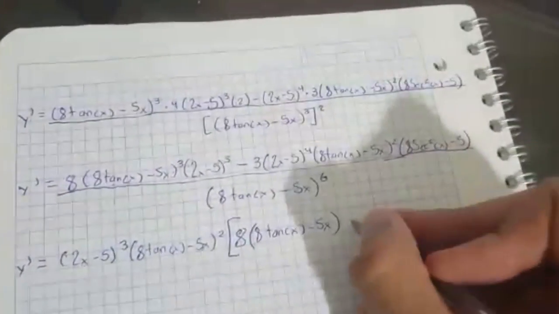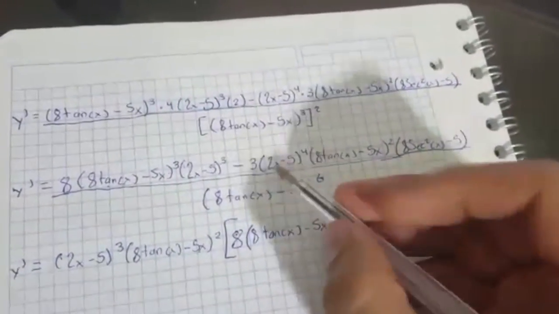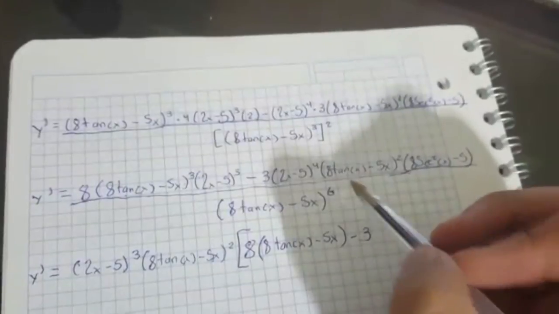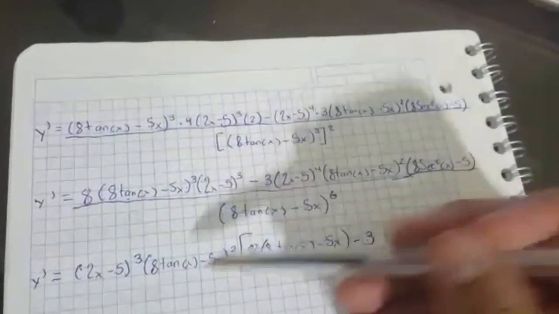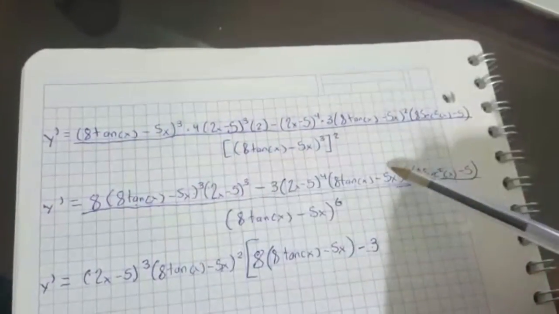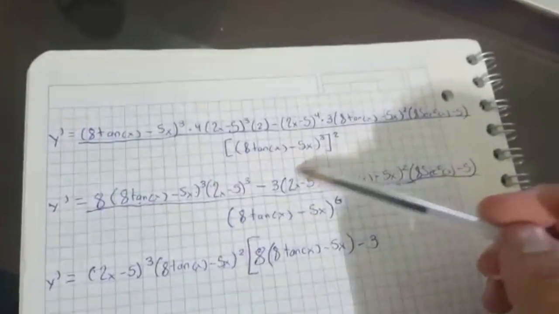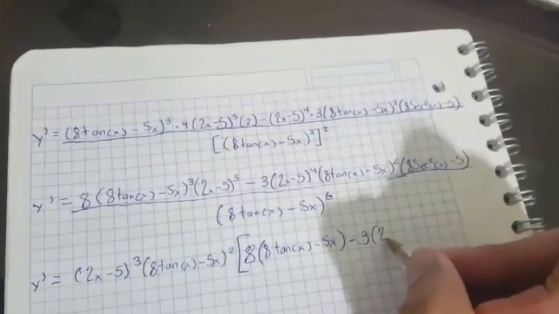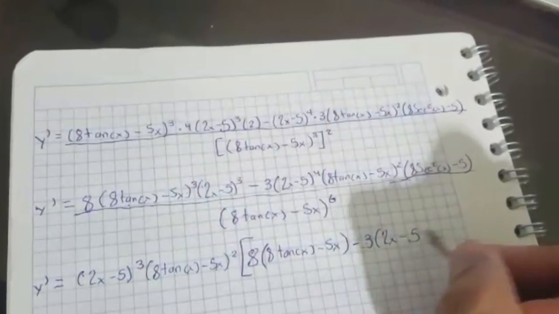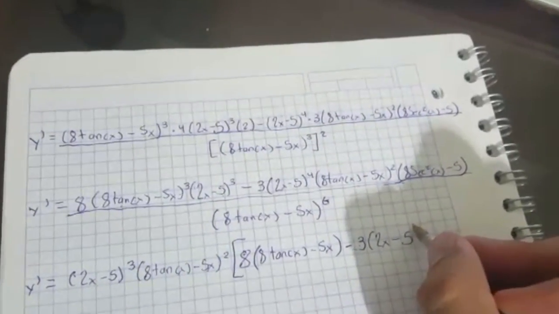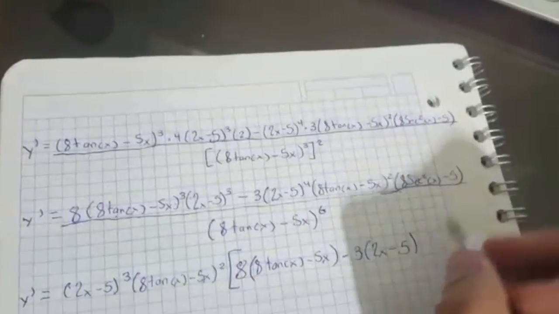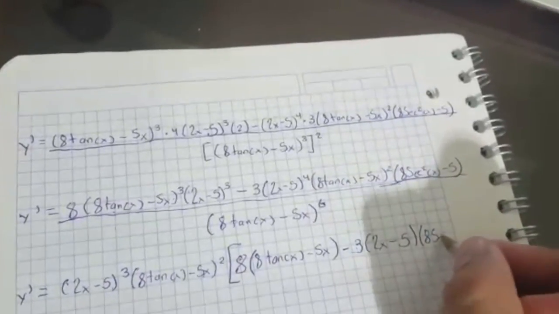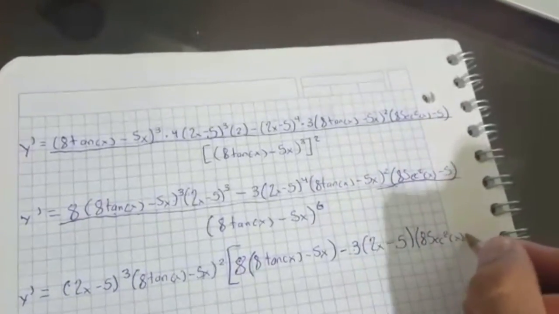We continue with the other side. Minus 3, because this will pass here, and here we have it to the 3, here we have it to the 2. This is already here, we are missing this expression. Minus 3 times 2x minus 5 times this one, 8 secant squared of x minus 5.